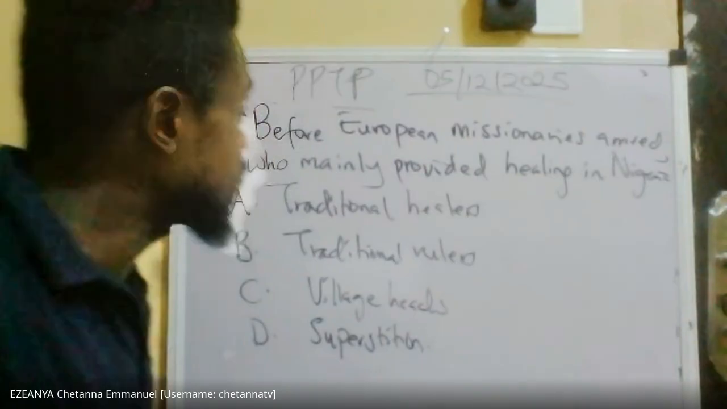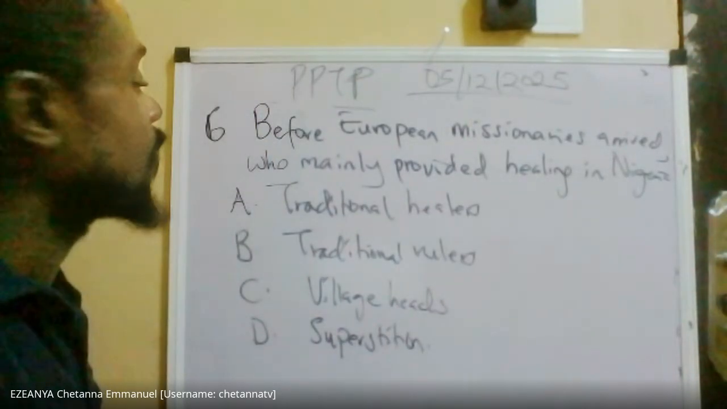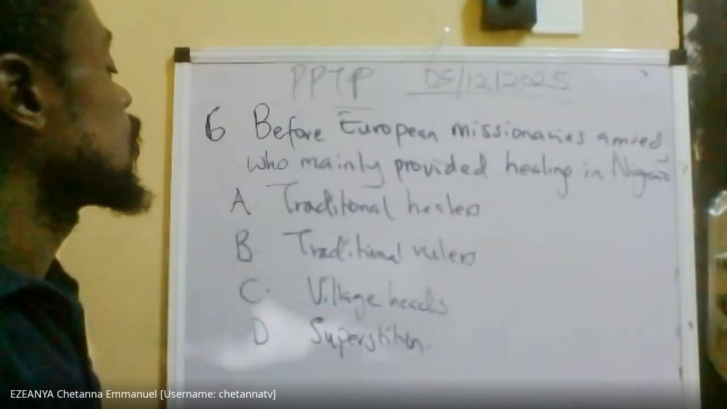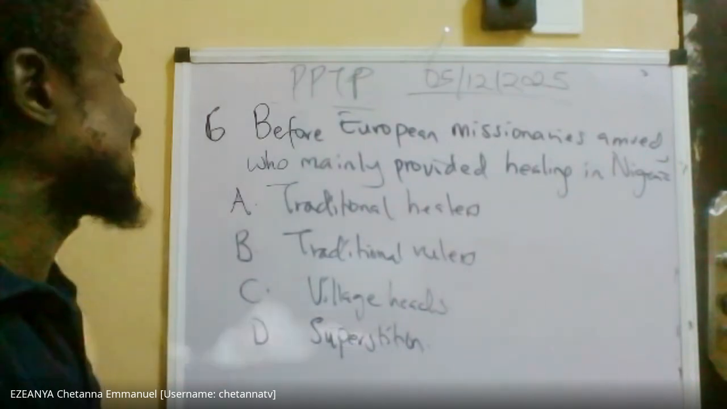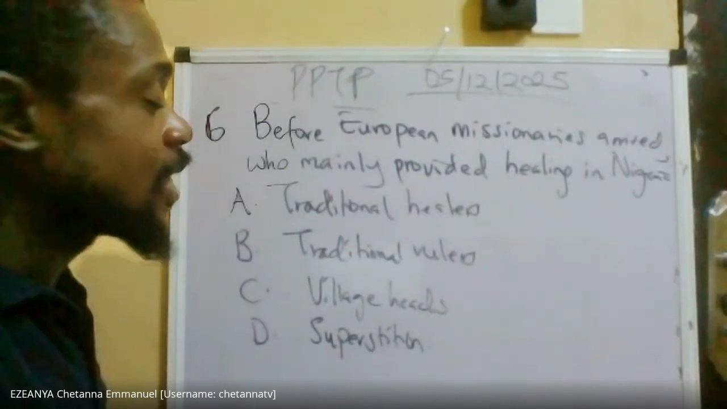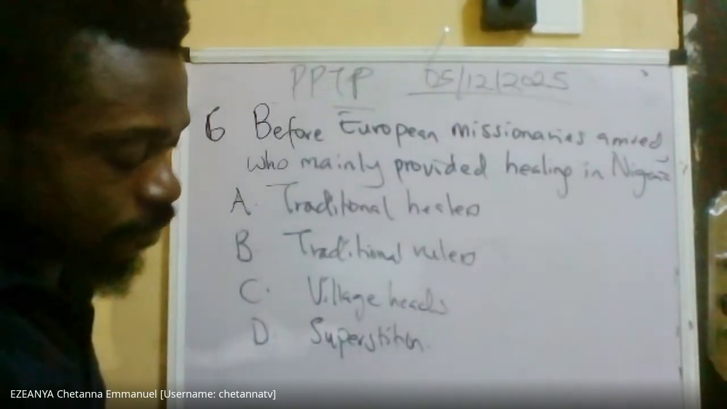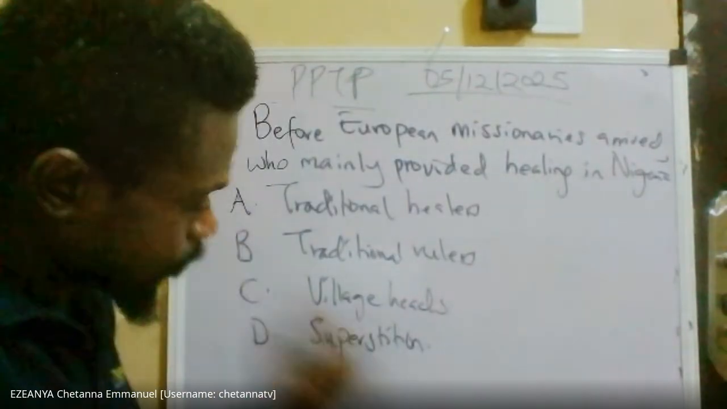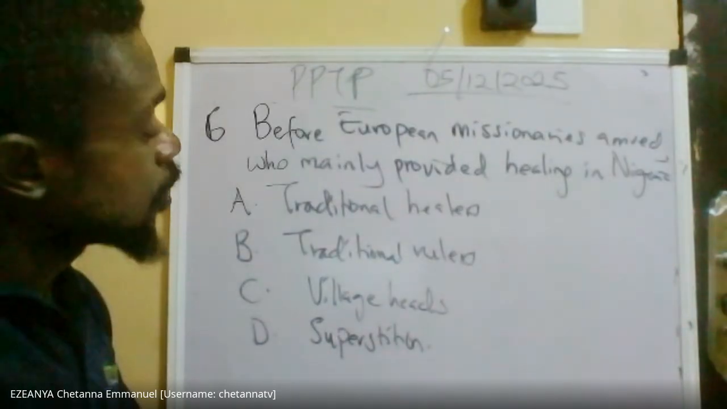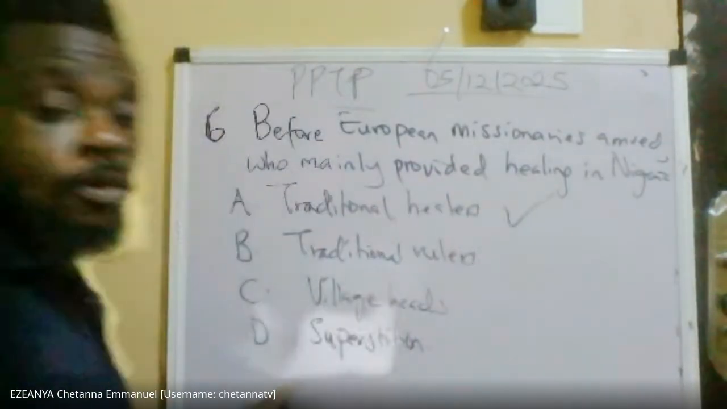Okay, the question says, before European missionaries arrived, who mainly provided healing in Nigeria? A, traditional healers. B, traditional rulers. C, village heads. D, superstition. So what's the answer? The answer is actually what? Traditional healers. Why is it the answer?